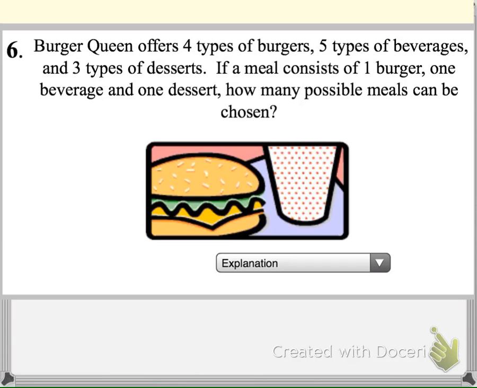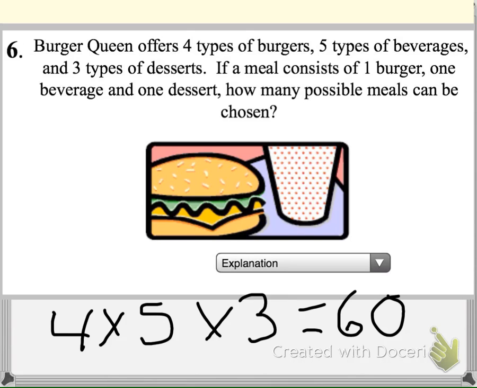Okay, Burger Queen, instead of Burger King, offers 4 types of burgers, 5 types of beverages, and 3 types of desserts. If a meal consists of 1 burger, 1 beverage, and 1 dessert, how many possible meals can be chosen? Lauren, go ahead and pause again. So since I have 4 burgers and 5 drinks and 3 types of desserts, 4 times 5 is 20, times 3 is 60 possible meals that can be chosen.